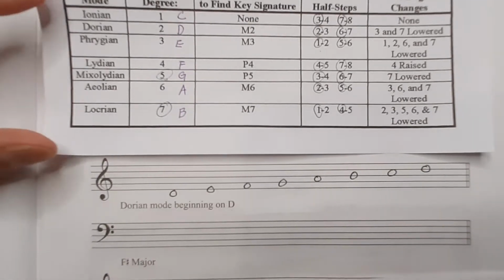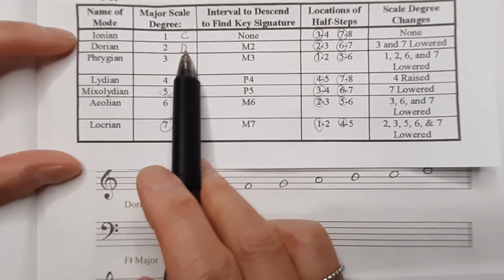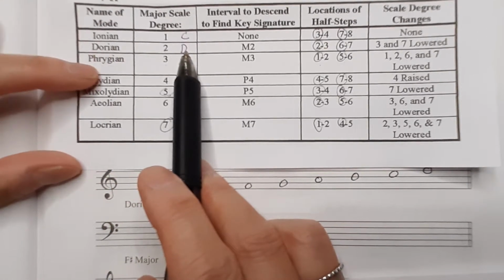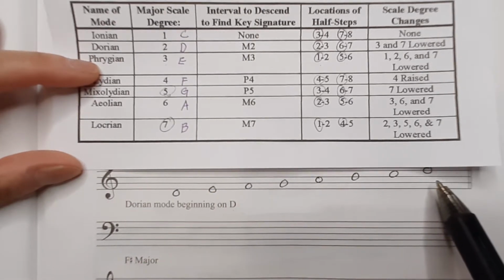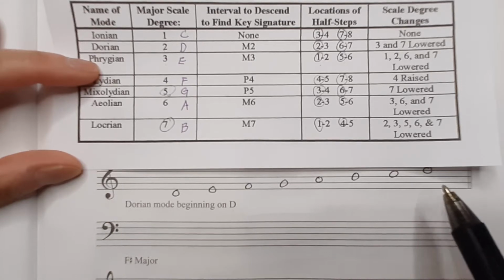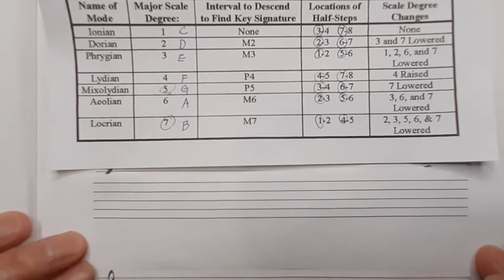beginning on D. By looking at this, Dorian mode is a second degree, which is D. So it's very simple. You just draw notes from D to D, and you don't do anything to it. Good. How about if it's a Dorian mode beginning on E?